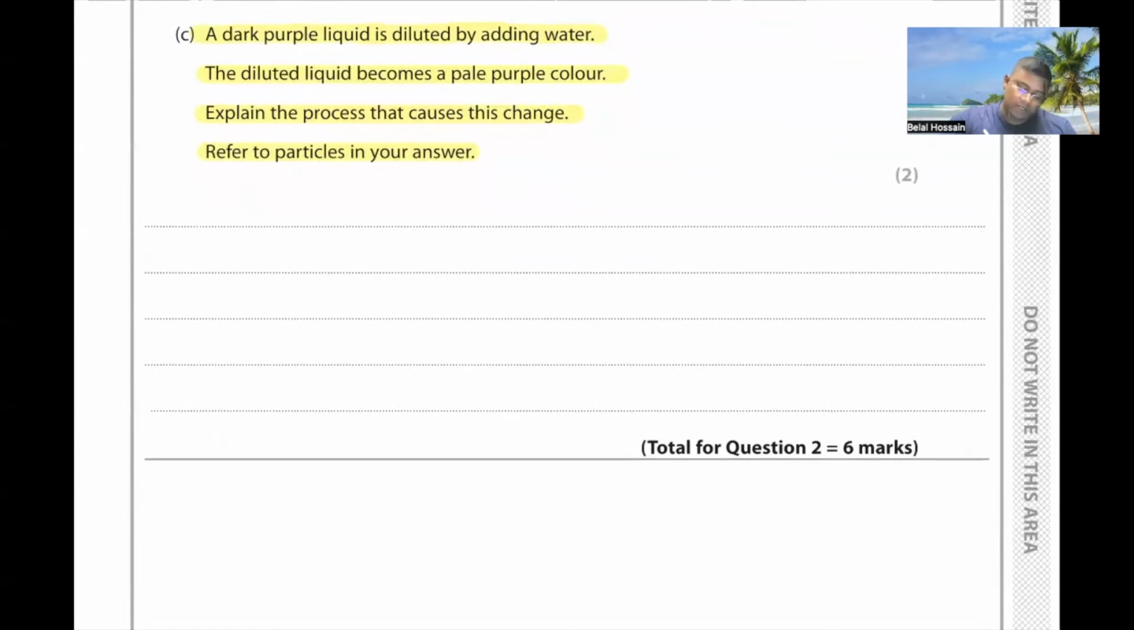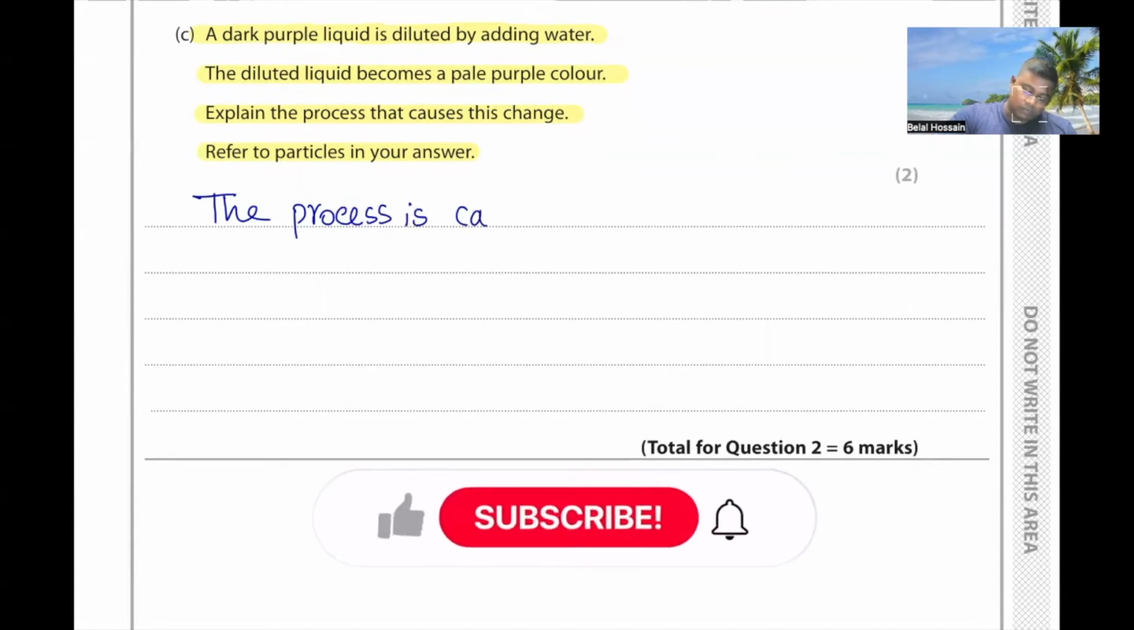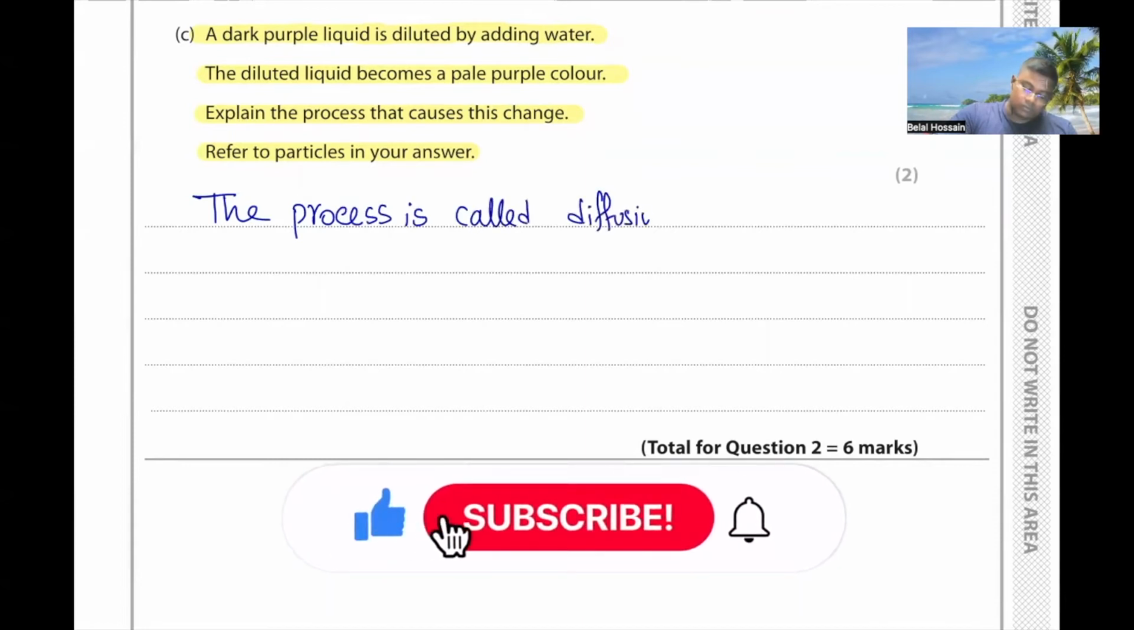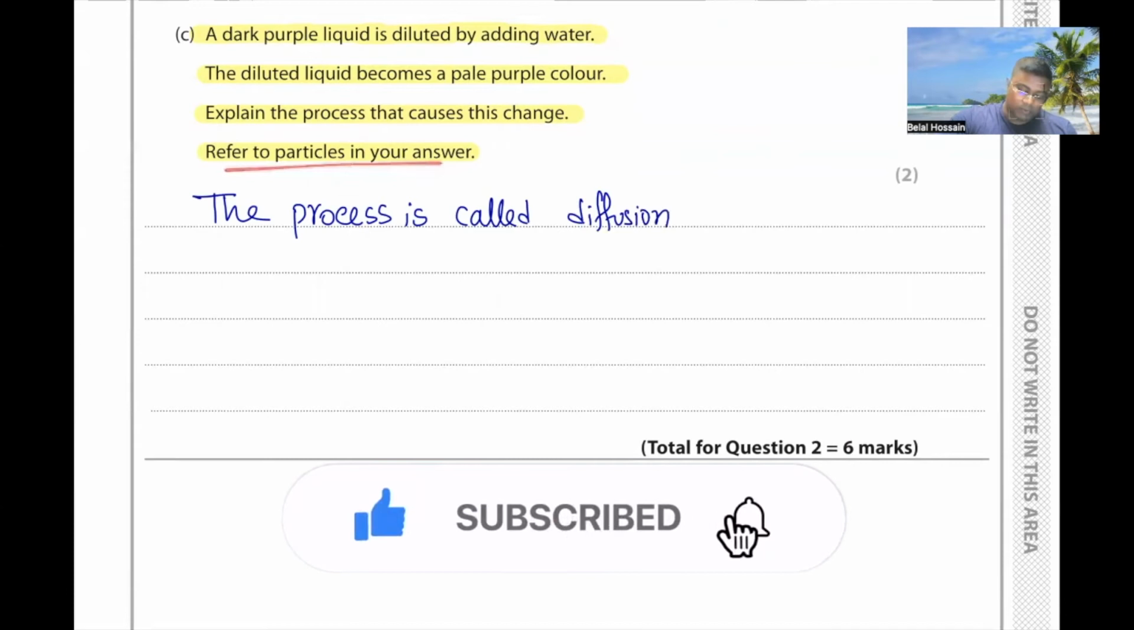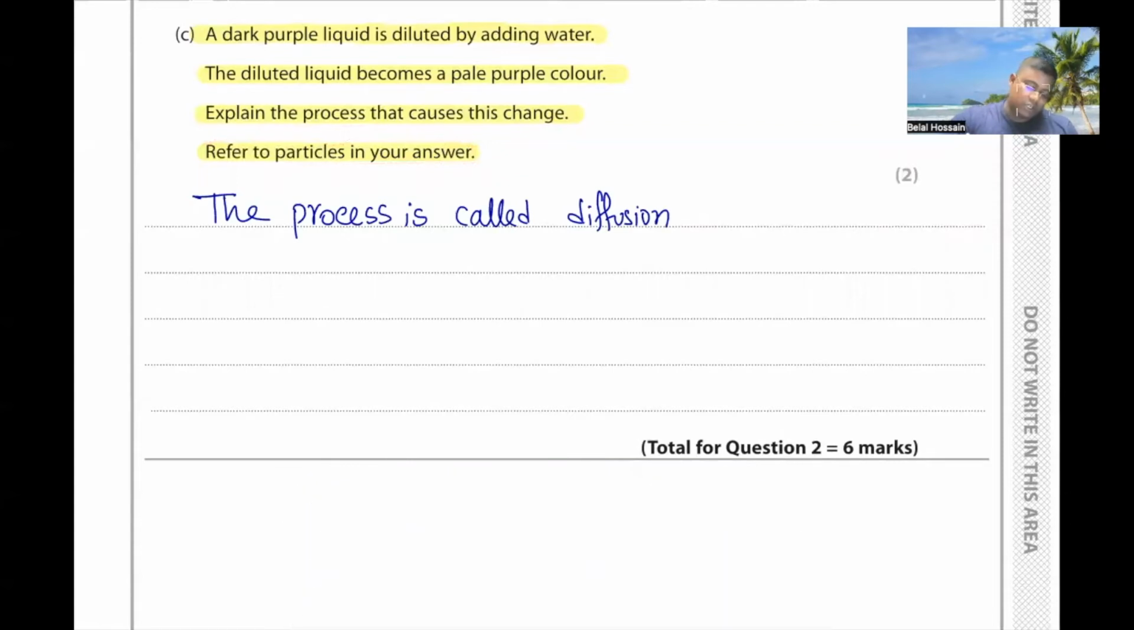Explain the process that causes this change. So first of all, the process is called diffusion. And as you can see, we have an exam tip over here. Refer to particles in your answer. So we're going to say the particles of the dark purple liquid spread out.